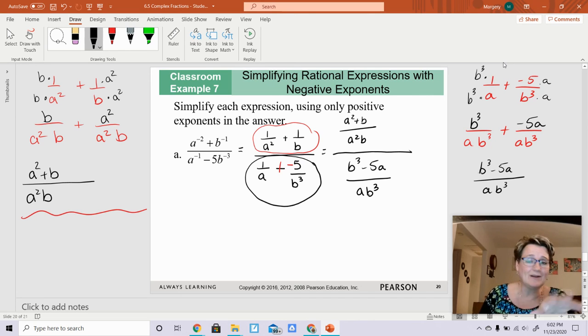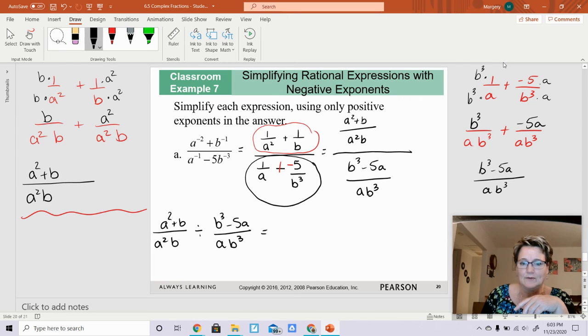All right, so now I don't like the way that looks. I'm going to write it out as a squared plus b over a squared b divided by b cubed minus 5a over a b cubed. Remember, we leave the first fraction alone. We change the division sign to multiplication. We flip the second fraction.